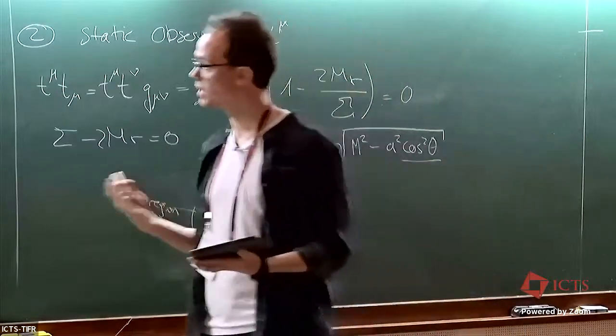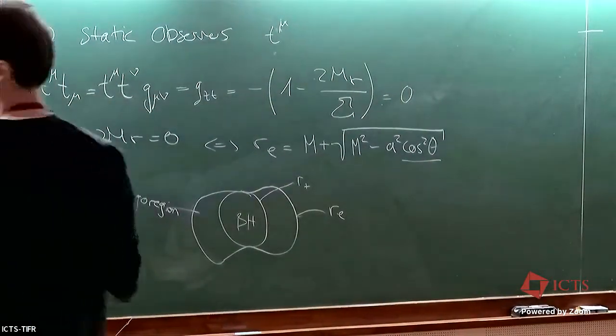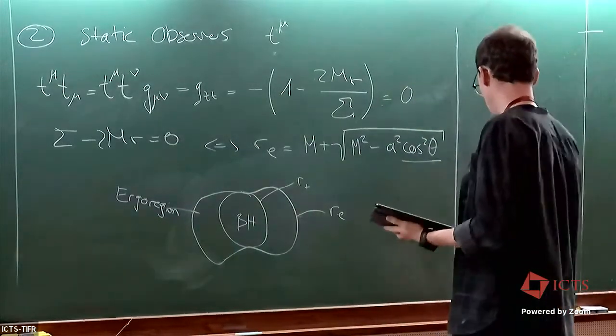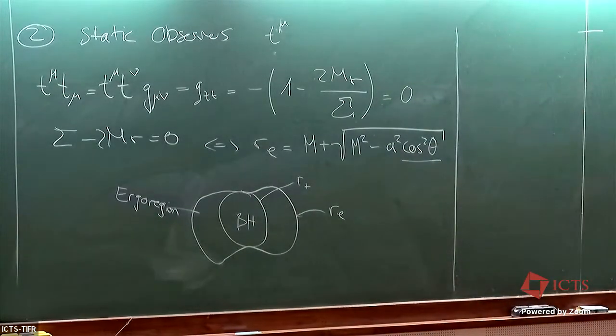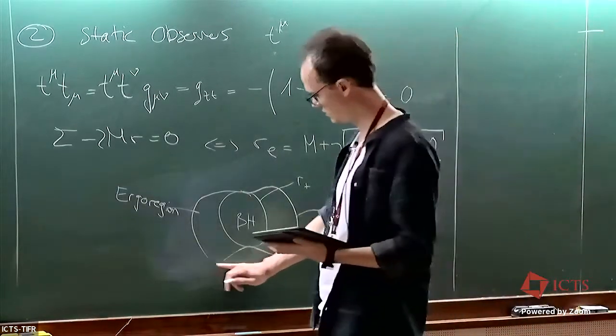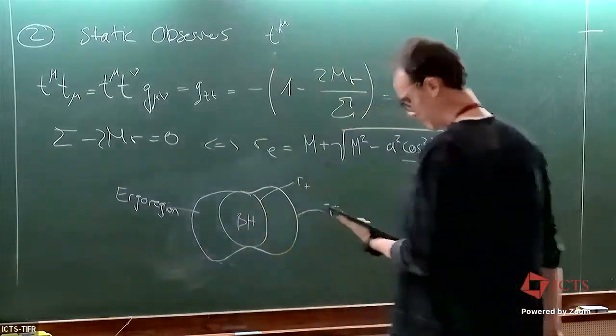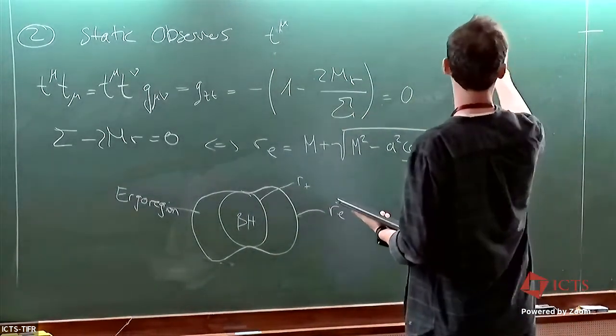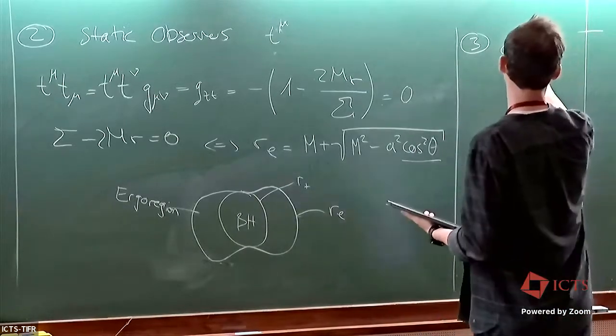Okay, so now we know what an Ergoregion, roughly speaking, is. So which observers can exist in the Ergoregion and are potentially of interest to us? Okay, so let's define the following observer, 3, orbiting.